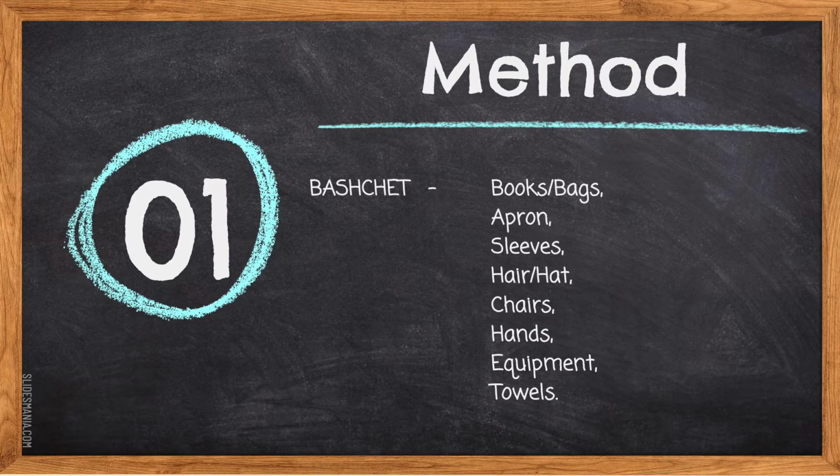C stands for chairs that should be tucked under your table and out of your way. H stands for hands that should be washed properly for 30 seconds using hot water and soap. E stands for equipment, which you should be getting out as quickly as possible without wasting time. And T stands for the towels that you need to pick up. You need at least 2 dishcloths and 2 tea towels.